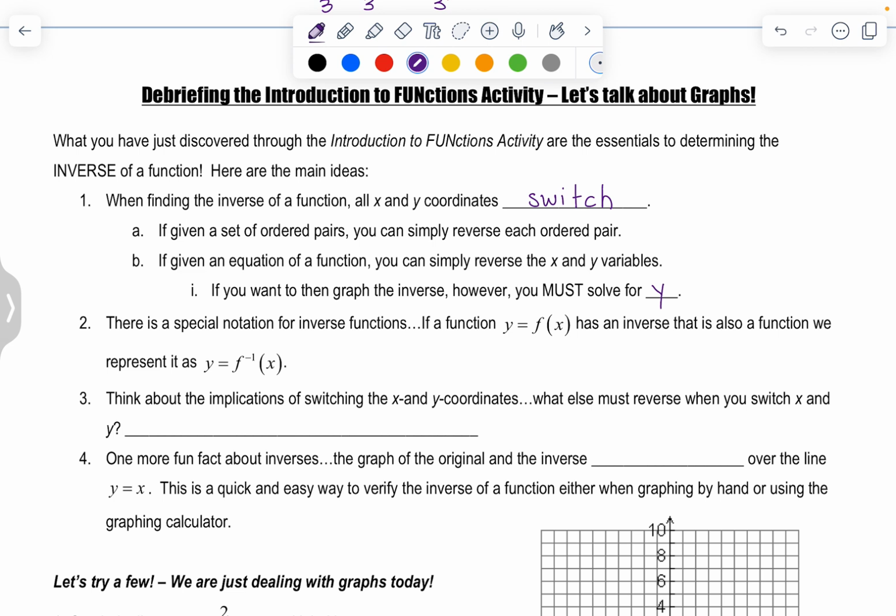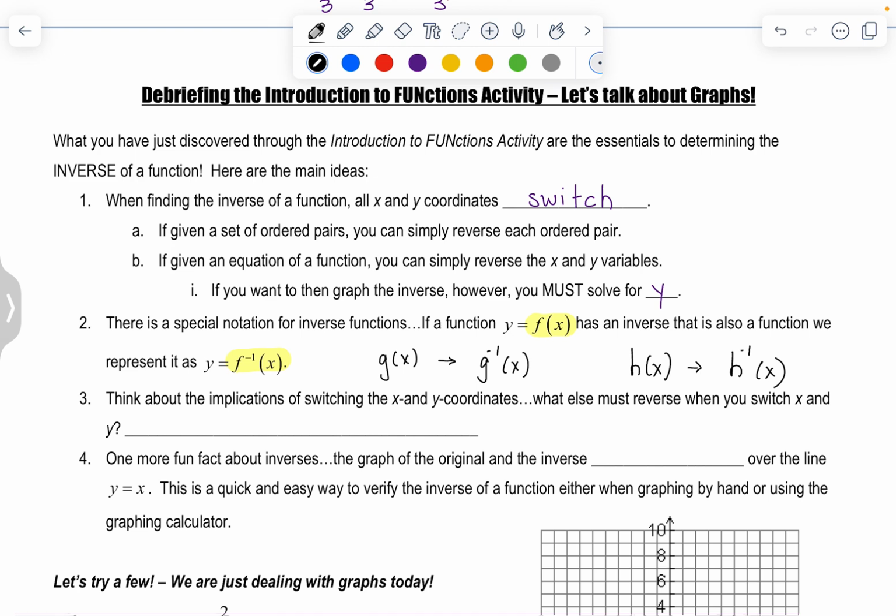The new notation that you need to know is if you have f of x, its inverse is going to be f with a -1 of x. If you have g of x, then the inverse of g of x would be g -1 of x. If you had h of x, the inverse of h would be h -1 of x. So just like you can name new functions using different letters, you can also do their inverses the same way.